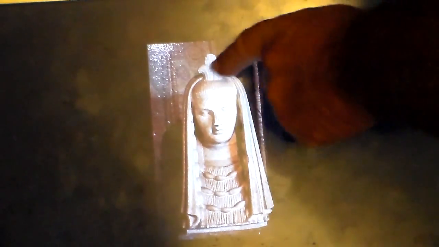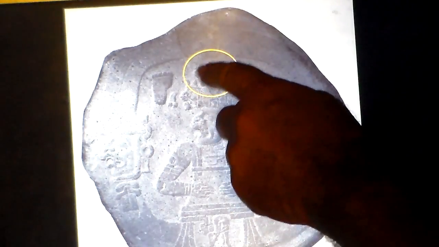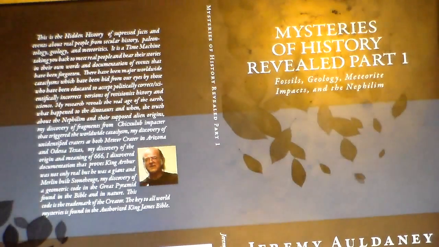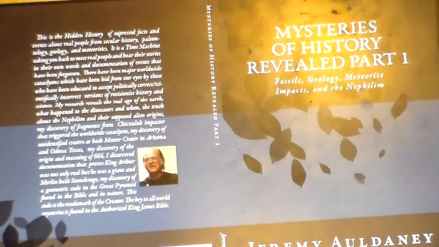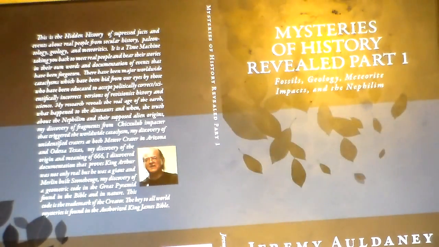Now, this symbol is also found in ancient Egypt. There's the symbol right there. It's also found among the Mayans. Here's a Mayan. Here's the fleur de lis up there. Now, this is all documented by scientific records in my books. Book 1, which mostly concentrates on science, and my book 2, which concentrates more on history and tells a lot about the Nephilim.